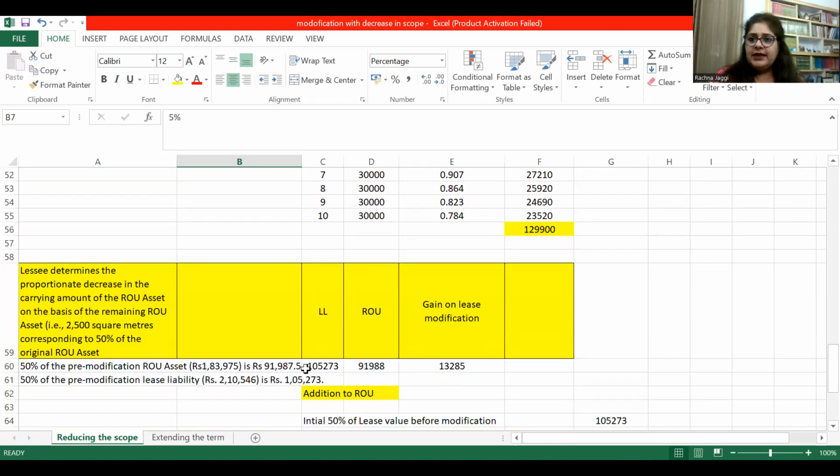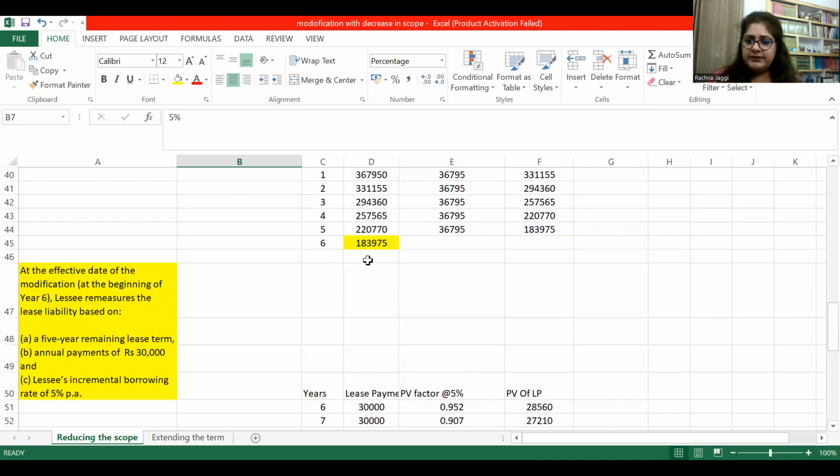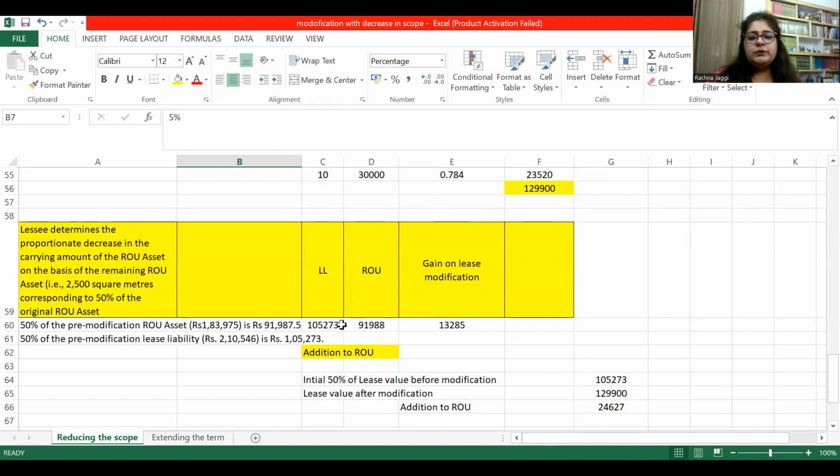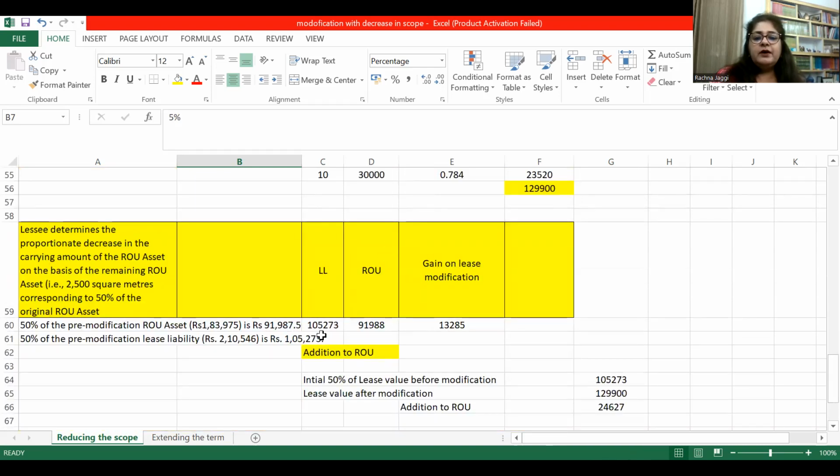Now, first of all, I'll calculate my gain or loss on the reduced portion. That means on the 50% portion which I have reduced, I'll calculate my gain or loss. 50% of my pre-modification ROU, which is 1,83,975, comes down to 91,987, or 988 if I round it off. And 50% of my pre-modification lease liability, 2,10,545, comes to 1,05,273, right?